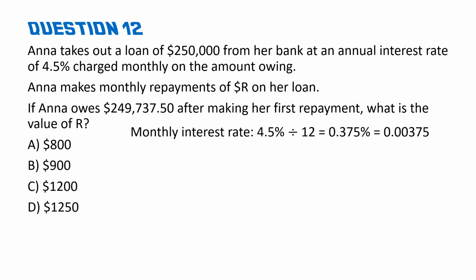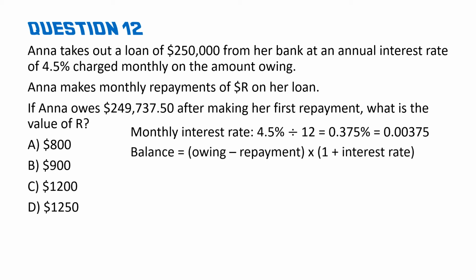Now, the way that the balance is worked out is it's going to be whatever was owing minus the repayment, then multiplied by 1 plus whatever our interest rate is going to be. This is the sort of thing you kind of have to get your head around to remember somehow. Ultimately, it's a multiple choice question. You can always guess it. But let's assume that you can remember this and we can go through it. That's what we're going to do.